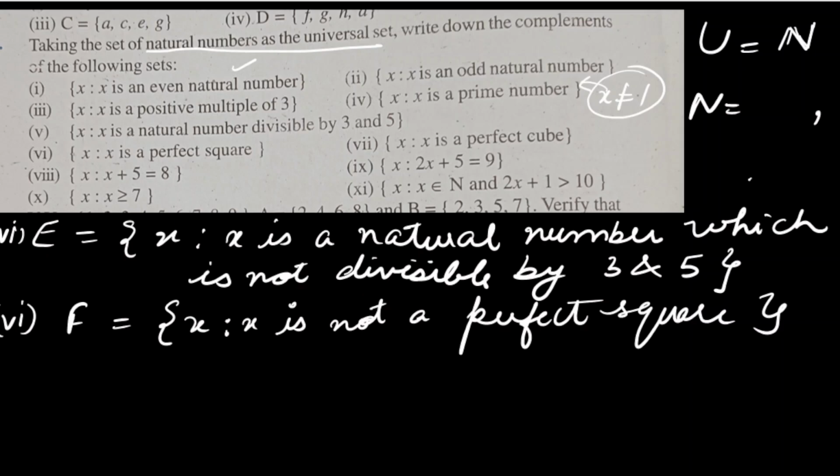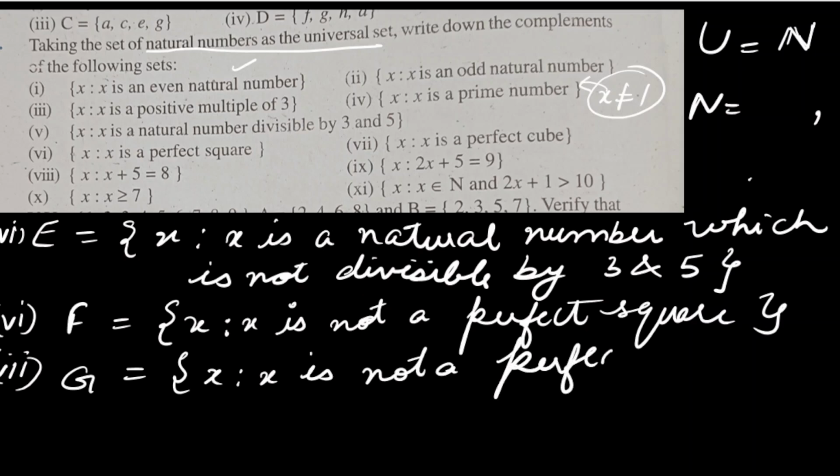X is a perfect cube in the seventh one. I am writing it as set G. So X such that X is not a perfect cube. So easily you can write, because if it is not a perfect cube, all the elements which belong in this set won't belong to this set. Okay, so eighth one we have to do.